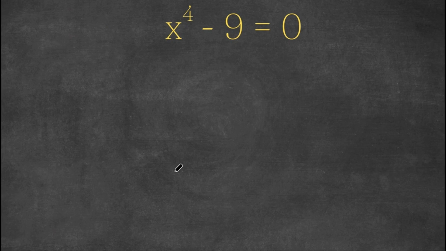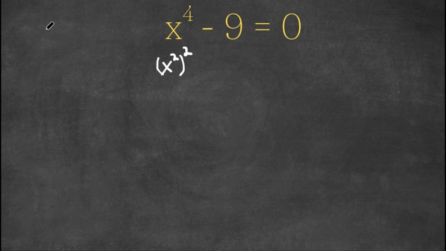In today's video, I'm going to be teaching you guys how to solve this exponential equation. So we have x to the power of 4 minus 9 equals 0. So what I'm first going to do is change x to the power of 4 to x squared, to the power of 2.